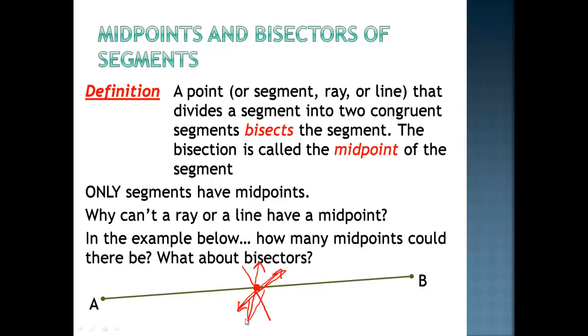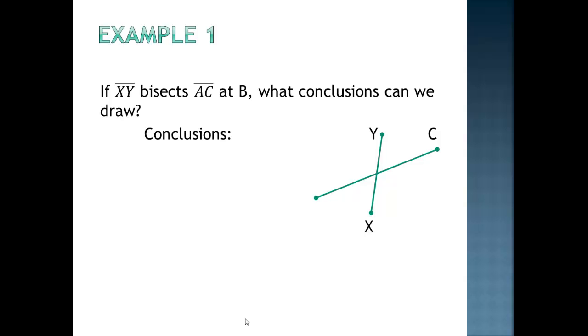Okay, moving right along, if it lets me. There we go. So in this example, if segment XY bisects segment AC at B, what conclusions can we draw? Well, first of all, I guess it would help if you knew where A and B is. So here's A, here's B. I'm guessing when I move this that it's going to click over. But in the meantime, let's cover this.